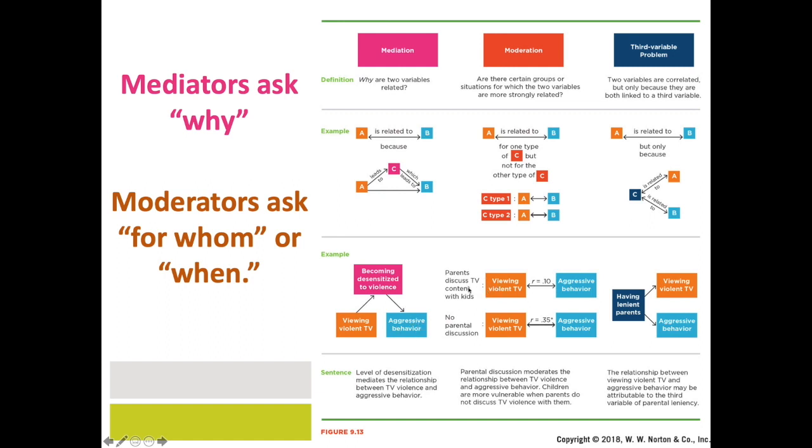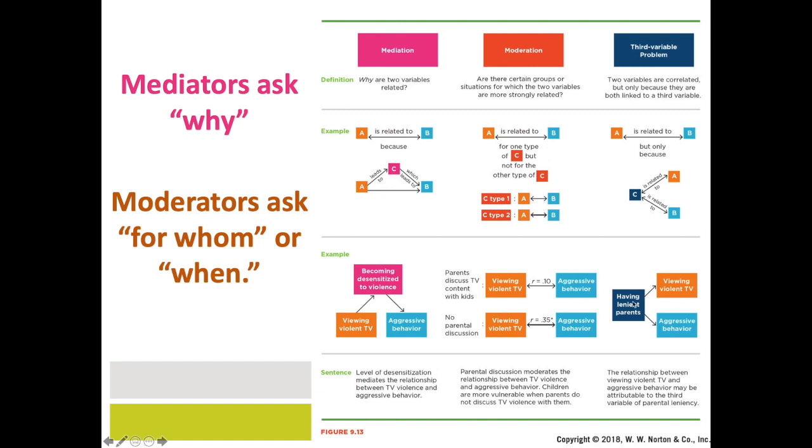Moderation, on the other hand, would say, when parents discuss the TV content with their kids, violent TV viewing is not correlated to aggressive behavior. However, when parents don't discuss it, there is a relationship between the two, and it's a positive relationship. So that's moderation. The moderator would be whether or not parents discuss the violent TV with their kids.